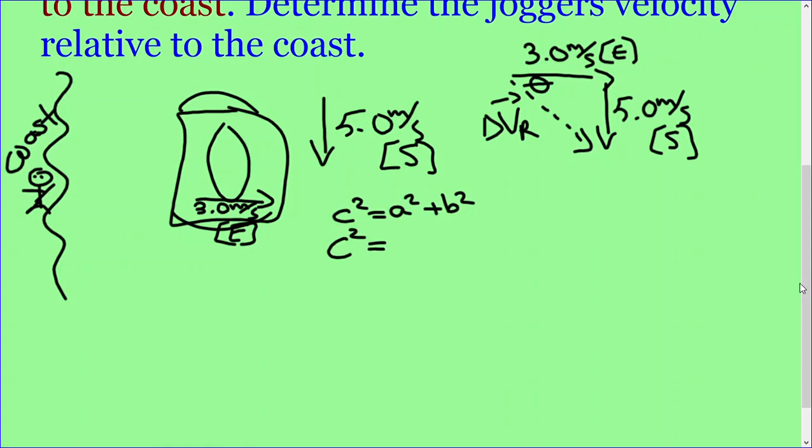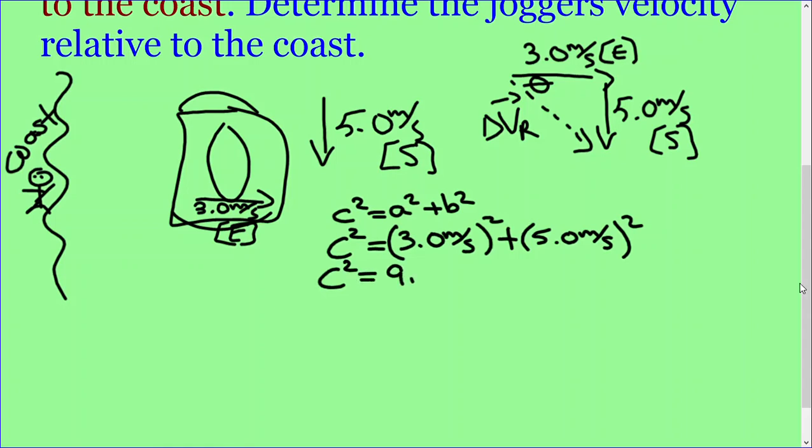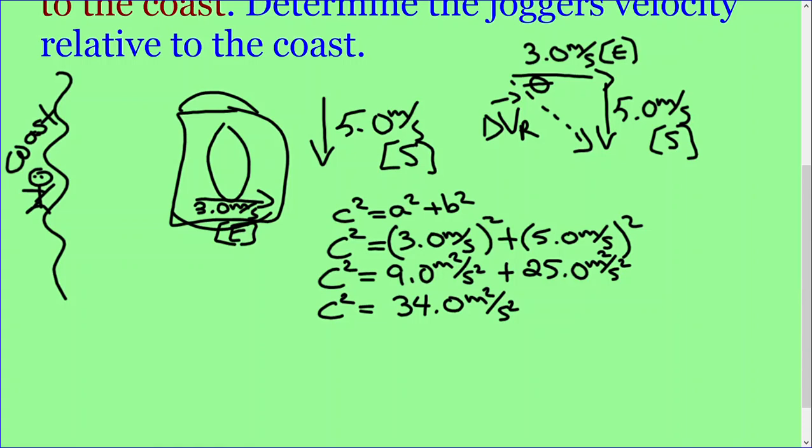C squared is equal to 3.0 meters per second plus 5.0 meters per second, squared for each one. C squared is equal to 9.0 meters squared per second squared. So remember, the squared term squares everything inside those brackets. Plus 25.0 meters squared per second squared. C squared is equal to 34.0 meters squared per second squared. And then if I take the square root of that at the end, I'm getting 5.8 meters per second.